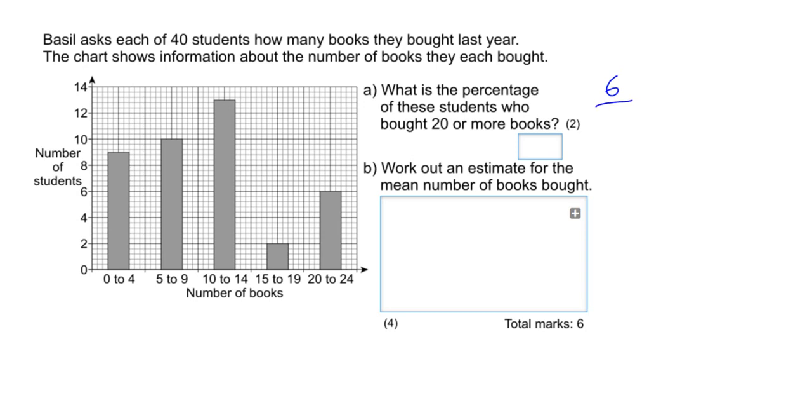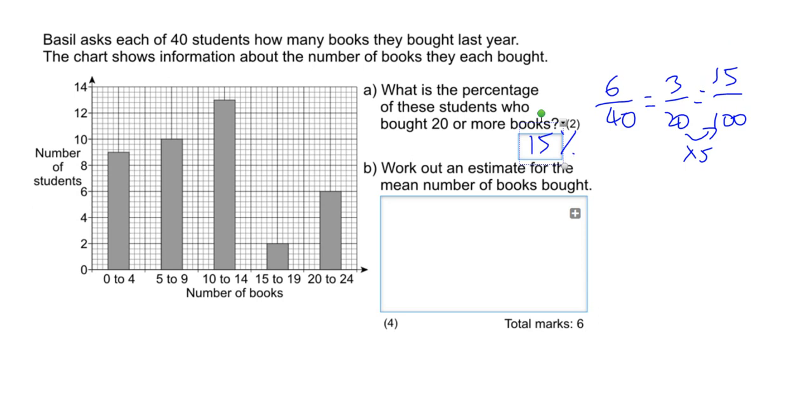But 6 out of how many? There were 40 in total. So 6 over 40. Can I simplify that? That's going to be 3 over 20. And I want to make that as a percentage. So to make that over 100, I would multiply both sides by 5. And then that would give me 15 over 100, or 15%.